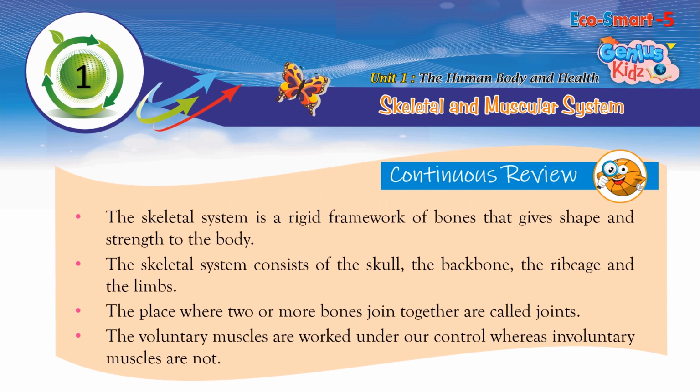Continuous review. The skeletal system is a rigid framework of bones that gives shape and strength to the body. The skeletal system consists of the skull, the backbone, the ribcage, and the limbs. The places where two or more bones join together are called joints. The voluntary muscles work under our control, whereas involuntary muscles do not.